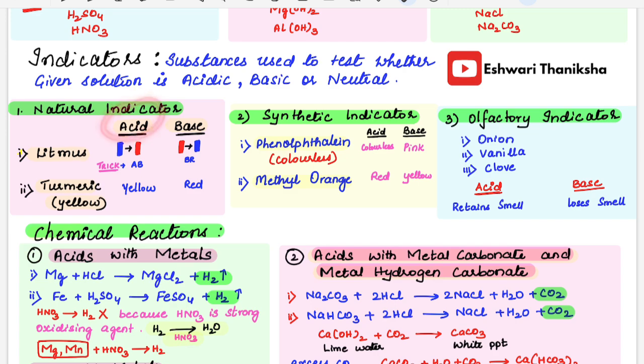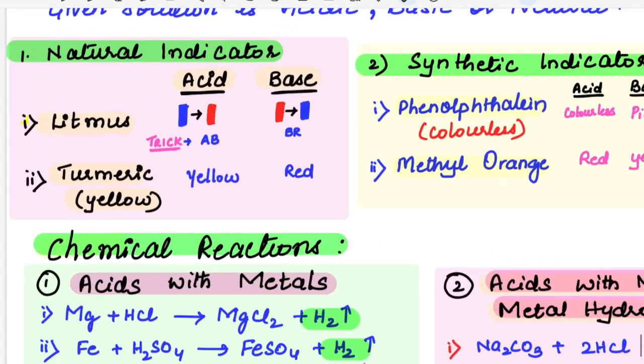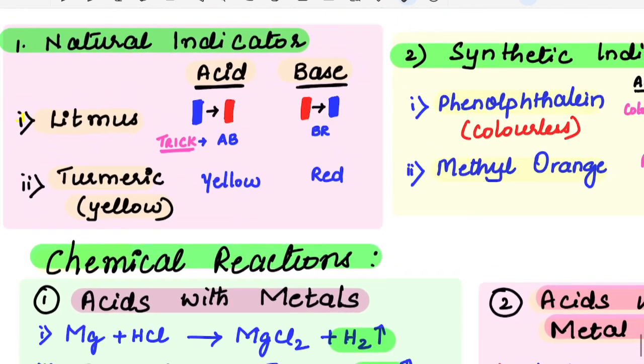Here acid, you know that it will turn blue litmus to red. The trick also I have written, you can see here. What is the trick? Remember A, B. Alphabet after A, what will come? B. That is, acid will turn blue. You have only 2 colors of litmus paper: one is blue color and one is red color. So if you know this AB, acid will turn blue litmus to red color.